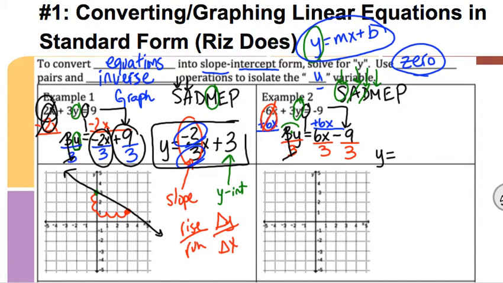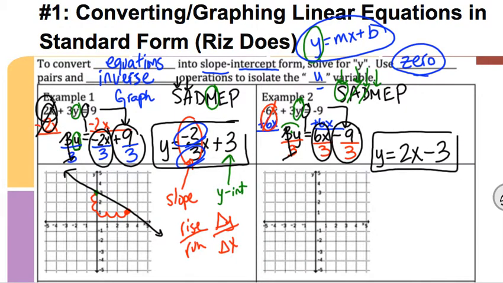I have 1y. 6 divided by 3. 3 does go into 6. It goes into it 2 times. 2x. Okay? And then negative 9 divided by 3, that makes negative 3. Again, I got my equation into slope-intercept form. This is the y-intercept. This is the slope. So I can graph it.